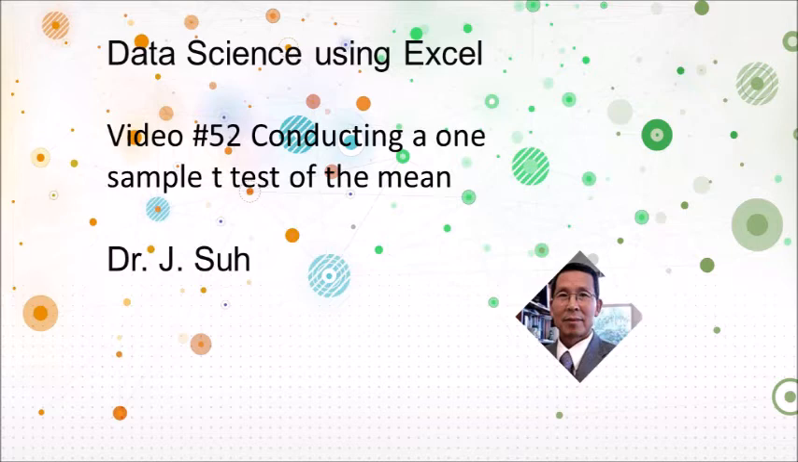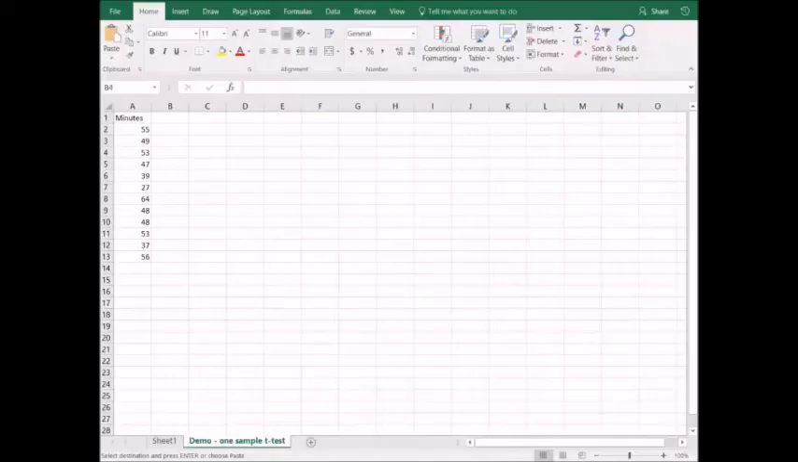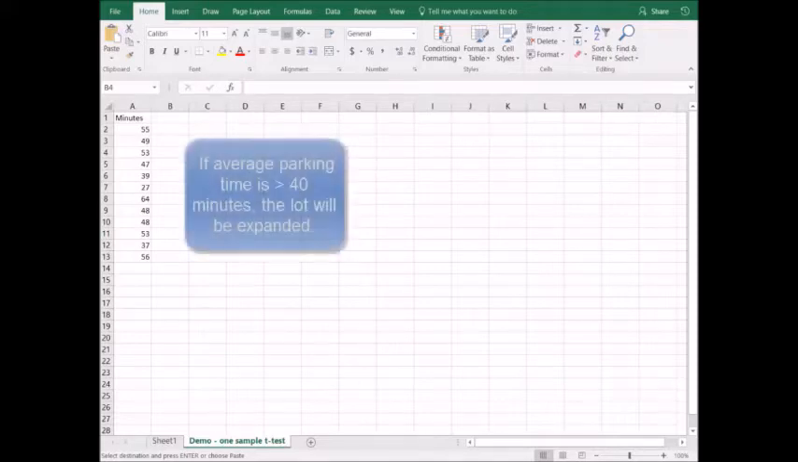This video demonstrates how to conduct a one-sample t-test of a hypothesis about a population mean when the population standard deviation is unknown. An airport manager has to decide whether to expand the space available for short-term parking at a small regional airport. If average parking time is more than 40 minutes, he can justify expanding the lot.